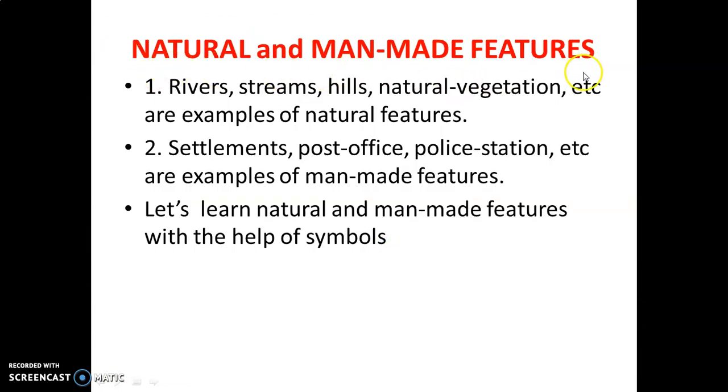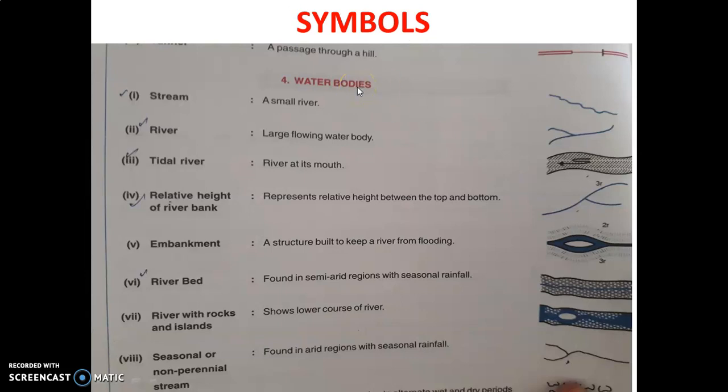Next, natural and man-made features. As we know, rivers, streams, mountains, plateaus are all created by nature. So these are called natural features. On the other side, houses, buildings, settlements, post office, police station, roads, railway tracks are all created by man. So these are man-made features. We'll learn about natural and man-made features on a topographical map with different symbols. So let's learn about different symbols.